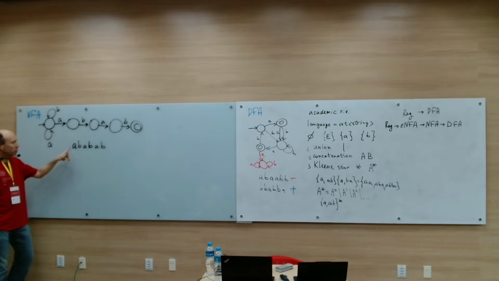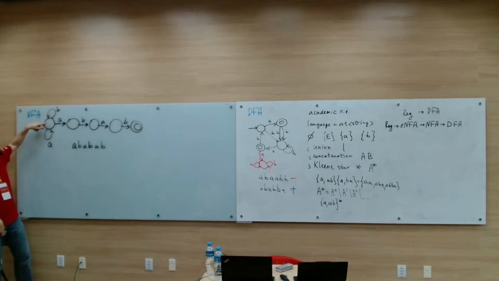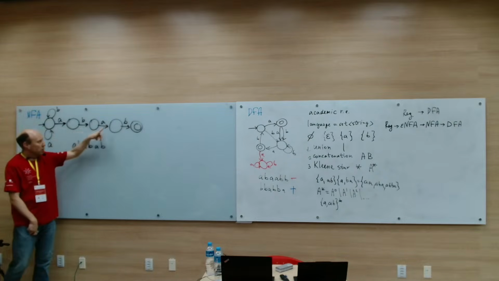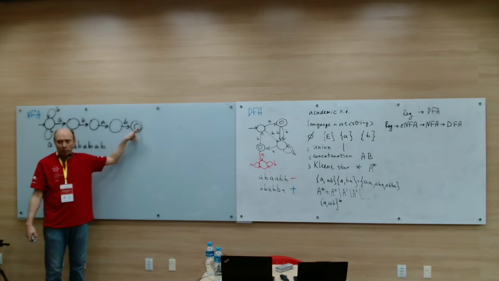So let's first look at this string. Here we have two options on the very first letter. Either go forward or stay. If we go forward, A, B, everything seems fine, but we have nowhere to go then.